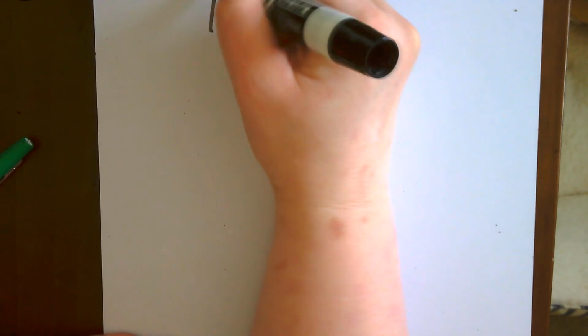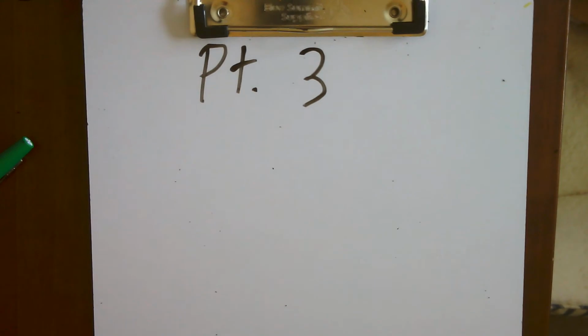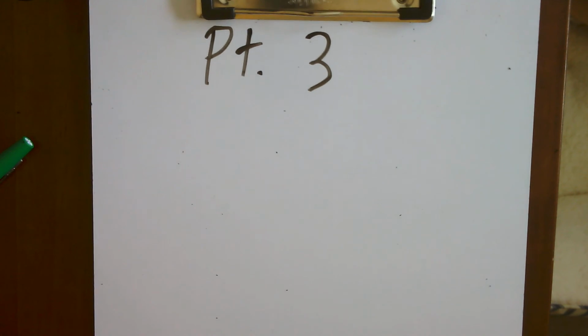So, part 3. How do I turn an adjective into its comparative and superlative forms? Now, this is where we get a little bit more complicated. But, lucky for you guys, we're going to only do the easiest way of doing it for now.